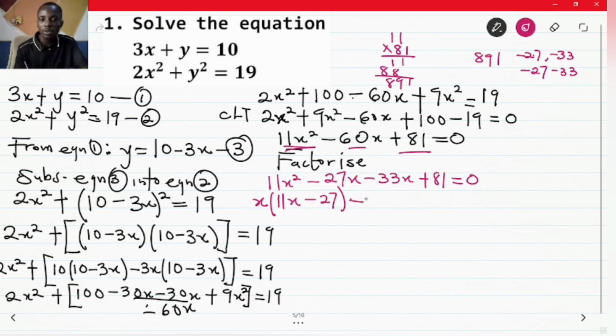Is 9 common? No, 9 is not common. So I will have 3. Yes, 3. So I have 11x minus 27 equals 0. I'm very sure because what is in here is what is in here, so I'm good. So I'm almost there now.